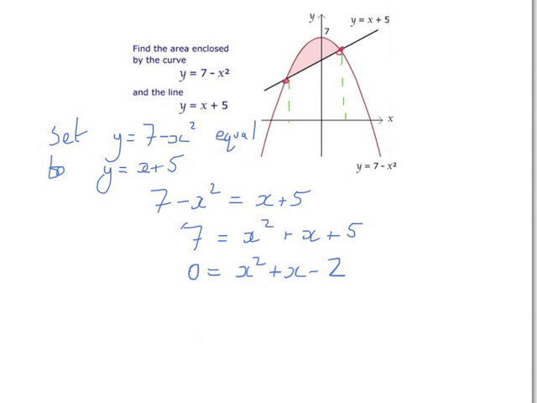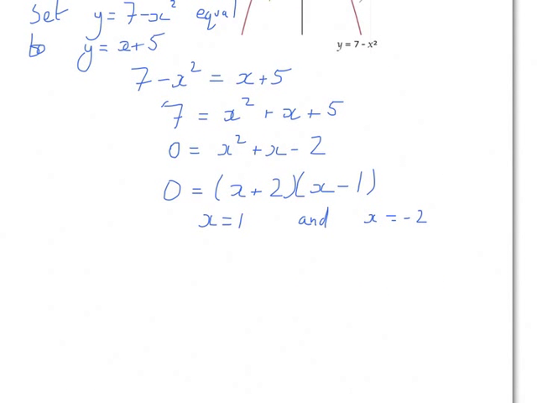Now that does factorise quite easily into x plus 2 and x minus 1, which means the two x solutions are x equals 1 and x equals minus 2, because remember we're looking for the value that makes each bracket equal to 0.